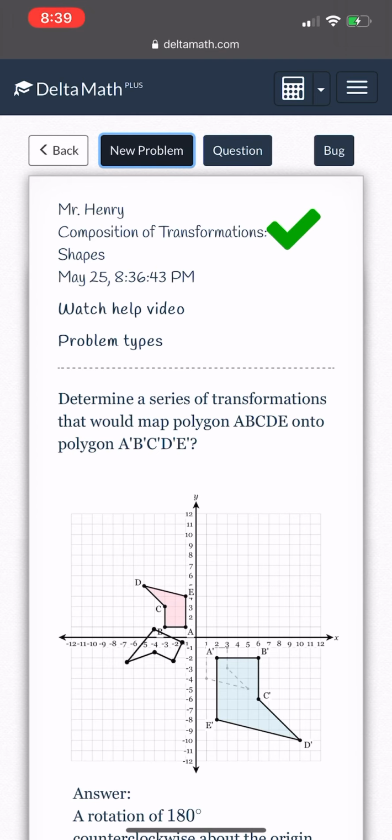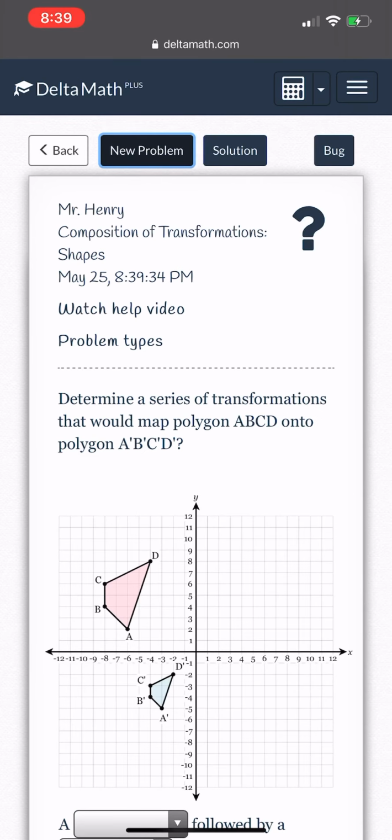All right, so take a look. It shows you a video of what happened here. And there you have it. Let's try another one on here and make sure we're catching what's going on.